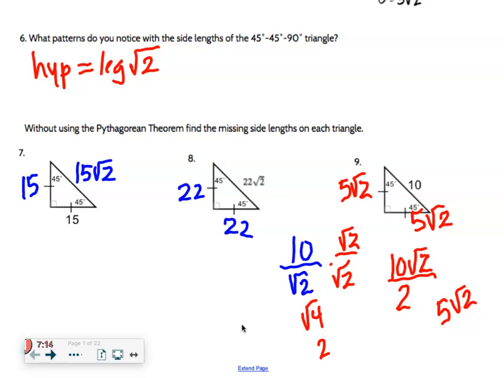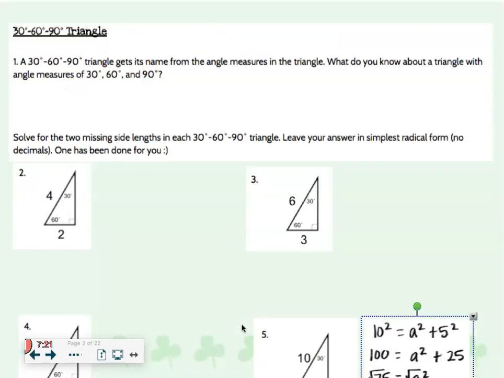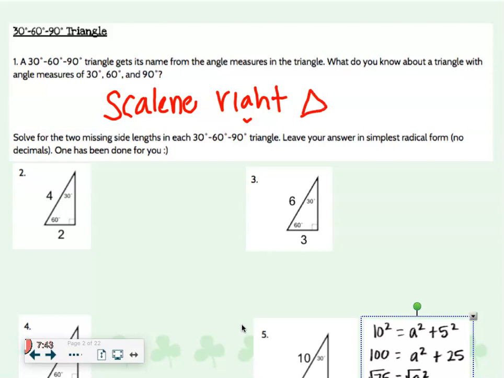Okay, let's flip it over and try the 30, 60, 90. What do we know about this triangle? It's going to be right, and what kind of legs will it have? Not obtuse. It will be isosceles, scalene, or equilateral. Scalene. All your sides are different. Oh, another pattern.